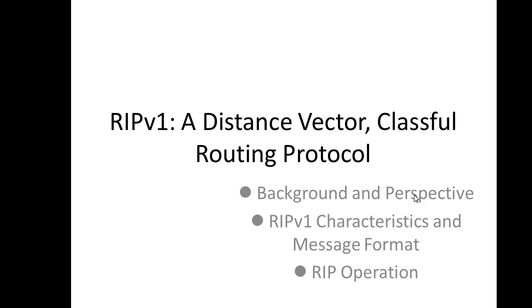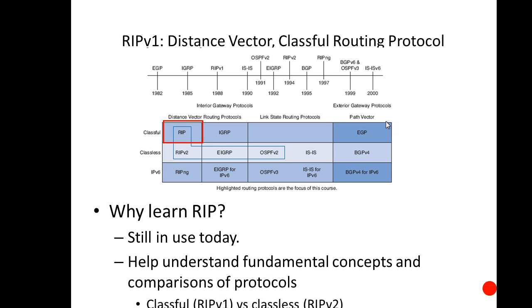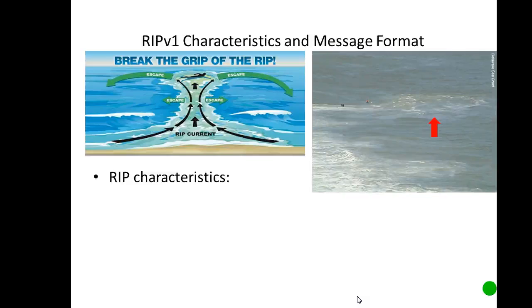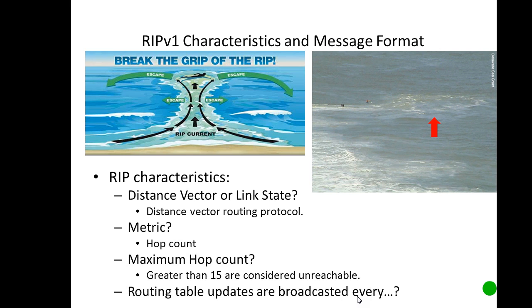RIP version 1 is a distance vector routing protocol, and it's also a classful, not a classless, routing protocol. RIP version 1 is still used today. As you can see, RIP version 1 is classful and RIP version 2 is classless. It's a distance vector routing protocol. The metric is hop count.